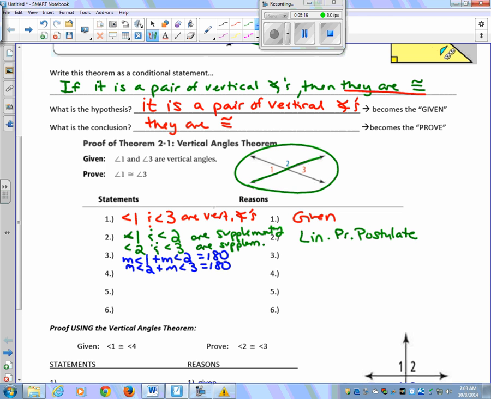How did I know that? What's my reason? Well, if somebody says, hey, 1 and 2 are supplementary, you could say, oh, that means they add up to 180 because you know the definition of supplementary. So really, you're asking yourself, what do I know? How do I know this next step is true? So that would be definition of supplementary.